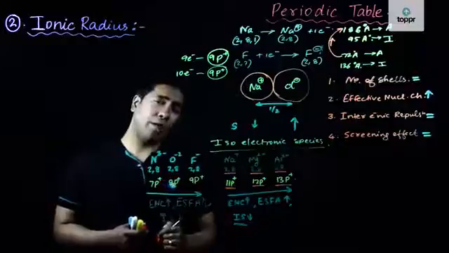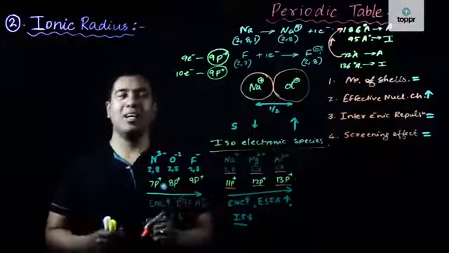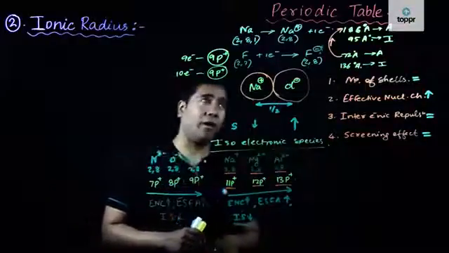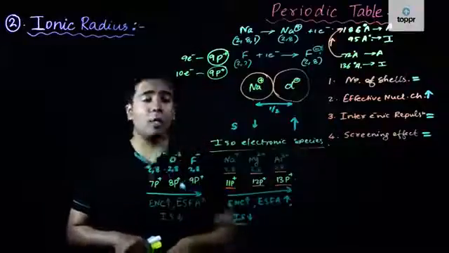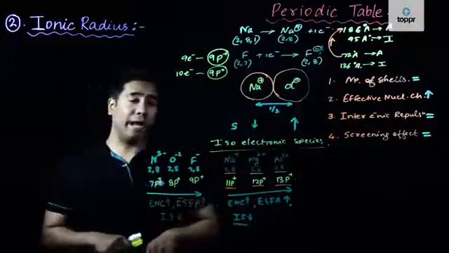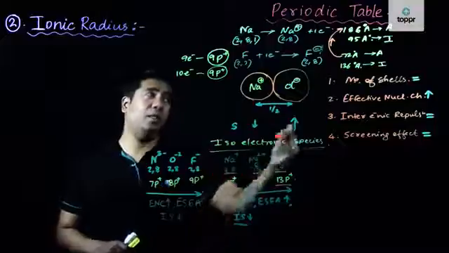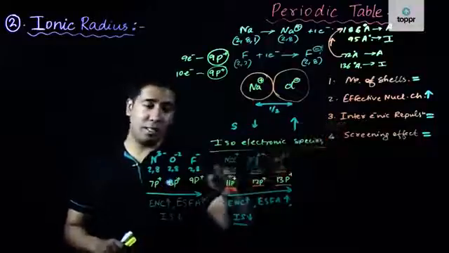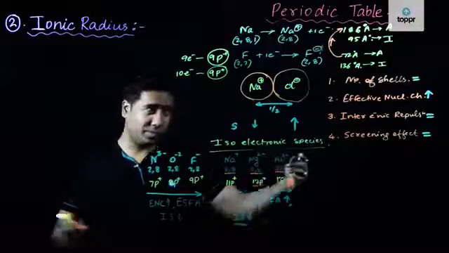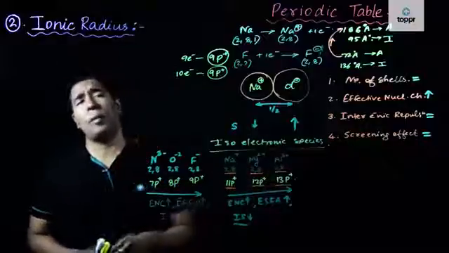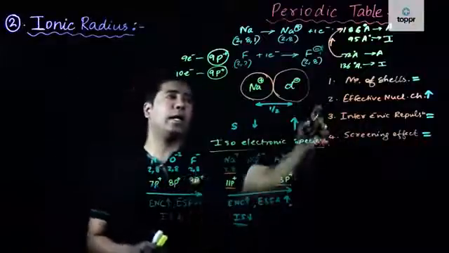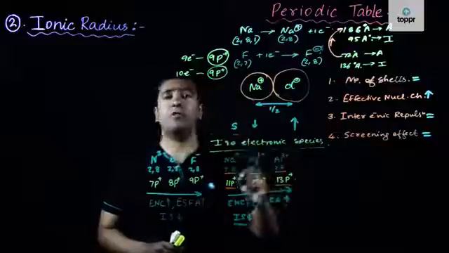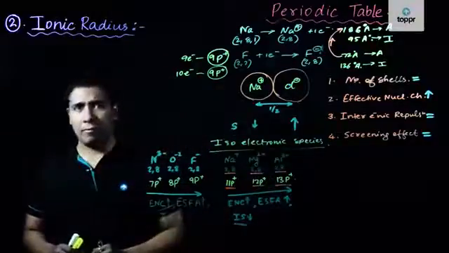However, in the case of ionic size, the situation will be a bit different. How will it be a bit different? Let us look. When we are talking about ionic size, the number of shells is the same. The inter-electronic repulsion will be the same because of the same electronic configuration. Screening effect will have no part to play. Hence, the only factor which will have a part to play will be the effective nuclear charge.